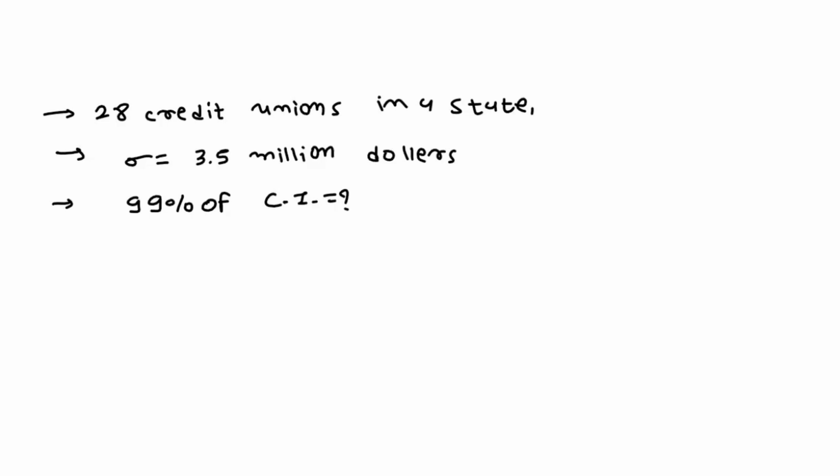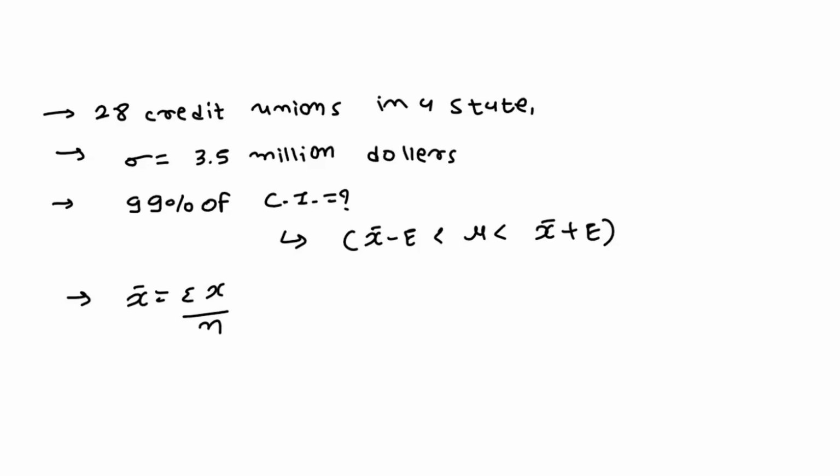We are given the data, so let's write. The formula we are using for the confidence interval is x bar minus E less than mu less than x bar plus E. And what is the x bar here? x bar is equal to the summation of x divided by n, and the E here is the margin of error.